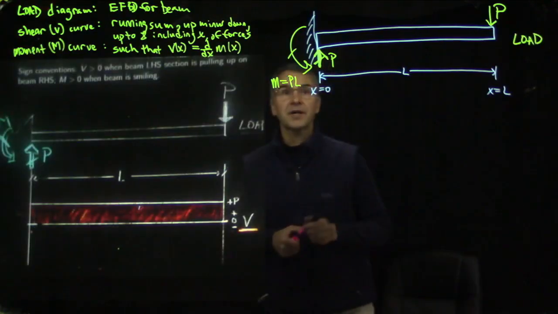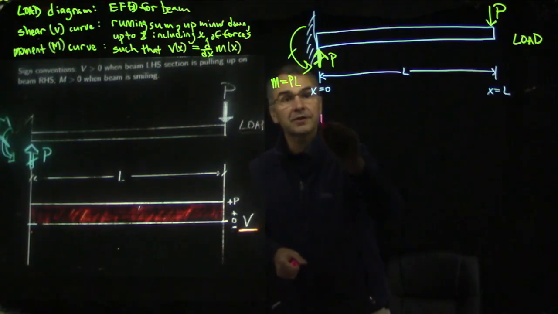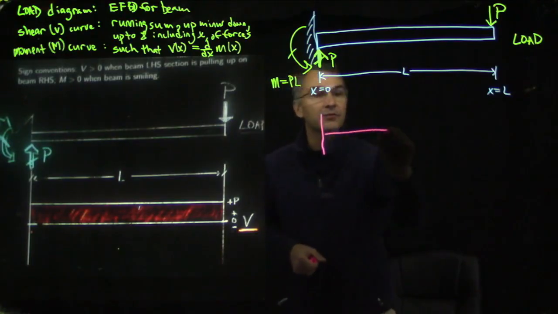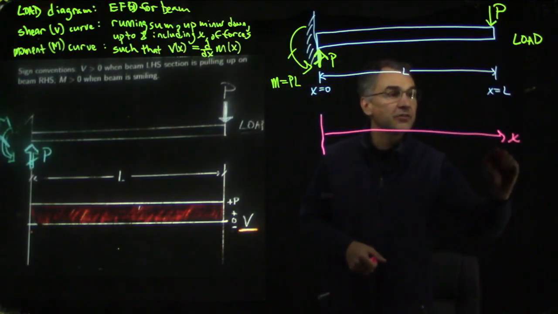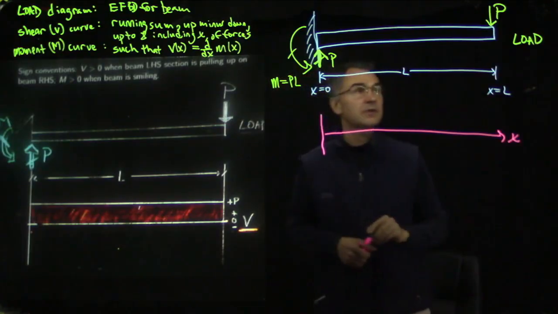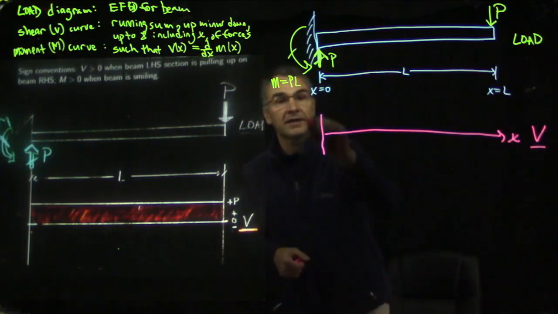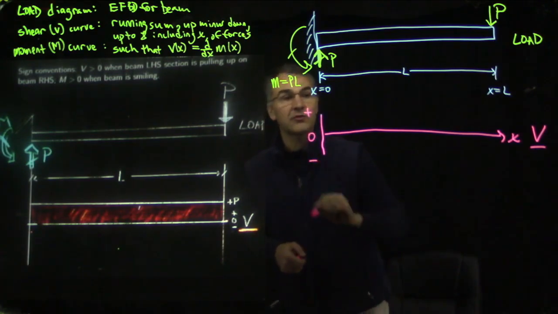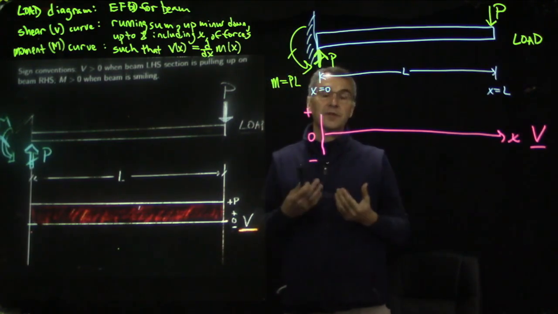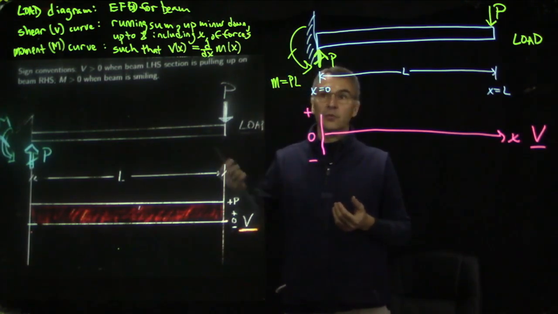The next part of this diagram is called the shear diagram, which is this quantity V as a function of X. So here's X, this is X equals L, this is X equals 0. Sometimes people write shear, but I think you can write V, so it'd be V as a function of X. And here is plus, here's minus, here's 0. And qualitatively what you're saying is what force does one side of the cut exert.